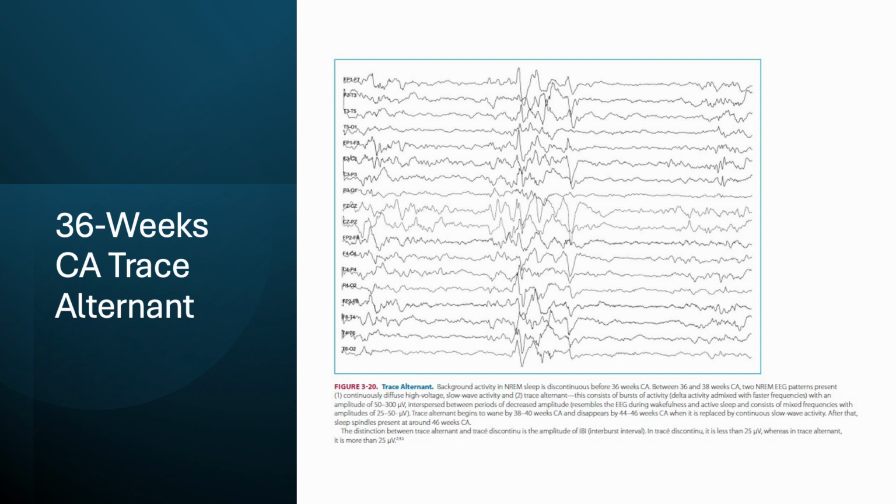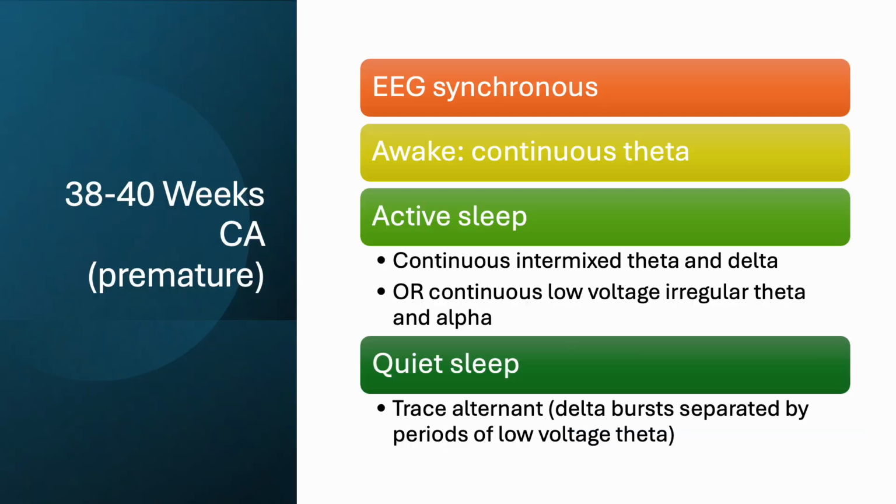Here's trace alternate. You can see the relative inactivity between these bigger waves in the middle. This is a collection of lower amplitude waves that are greater than 25 microvolts. These bursts of waves are also deltas, more than 75 microvolts.